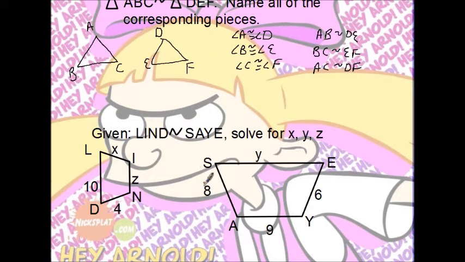For our second example, we have a different polygon. In this case, it's a quadrilateral. I have LIND is similar to SAYE. We want to solve for X, Y, and Z. So I want you to take a second and think about what you're going to do here.